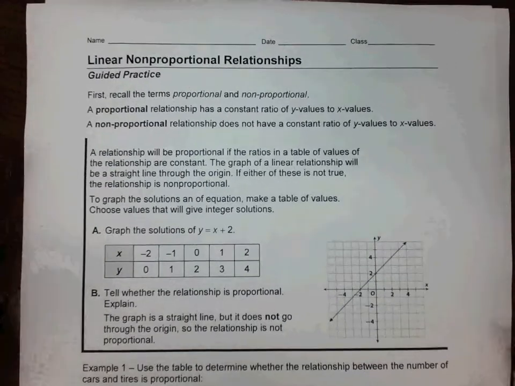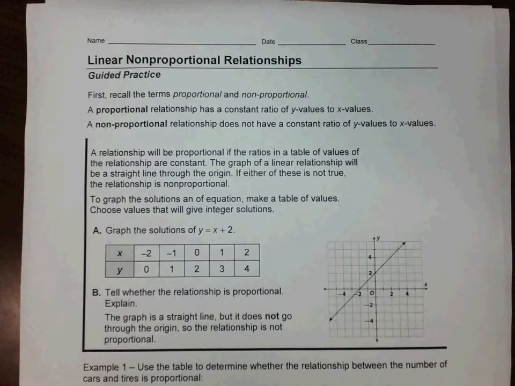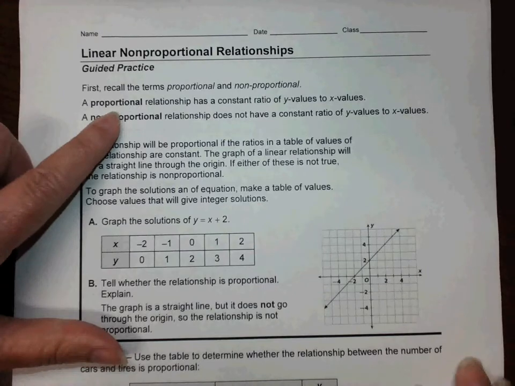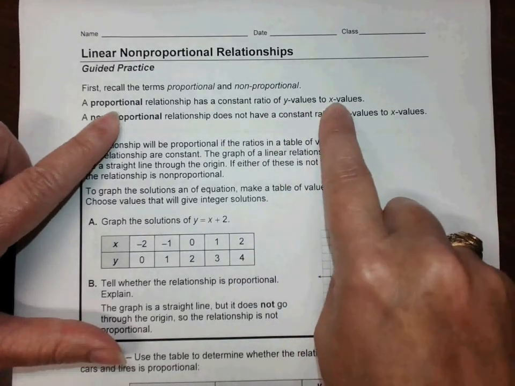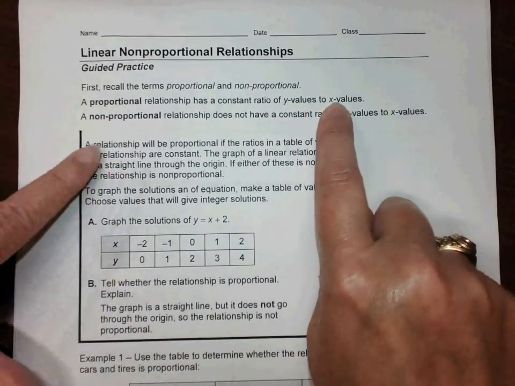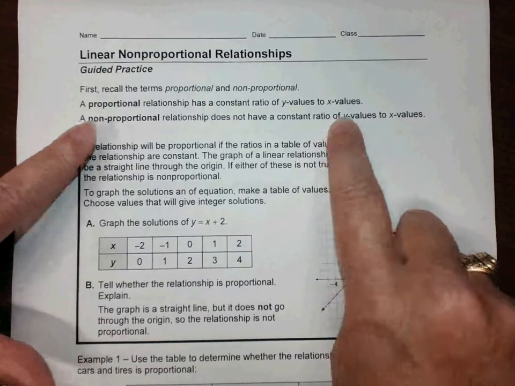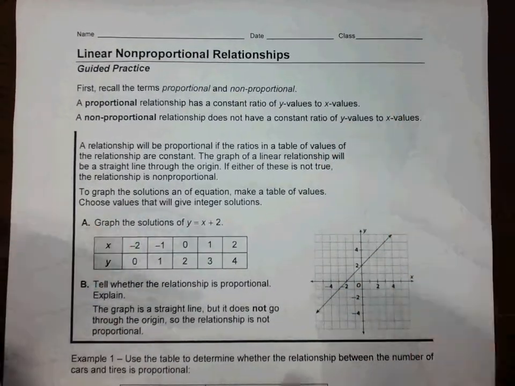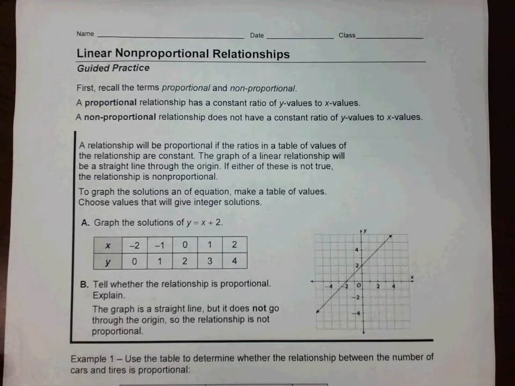So let's talk about non-proportional relationships. We've talked a whole lot about proportional relationships, and we talked about the fact that in a proportional relationship, y to x always remains constant. Non-proportional, it's not going to remain constant. There's a constant rate of change, but the y to x values aren't constant, and I'll show you what I mean by that.